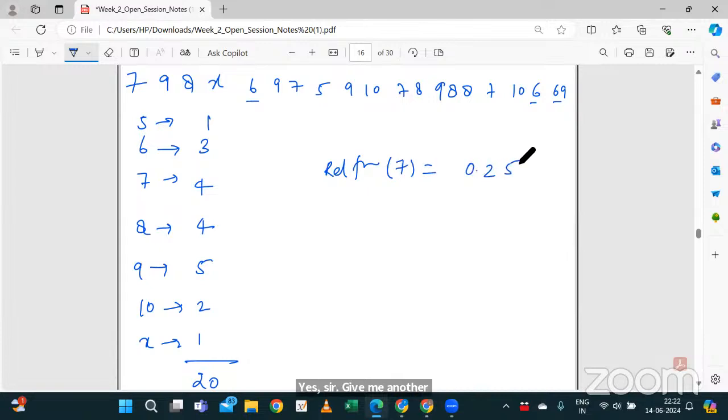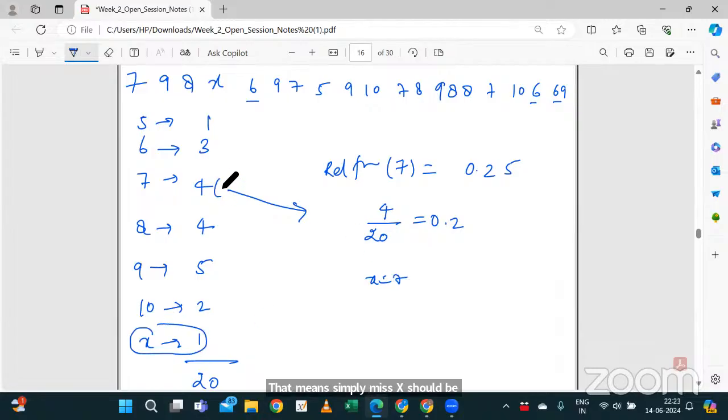0.25, right? Okay. To find the relative frequency of 7, tell me how will you find? I will find 4 divided by 20, right? But what is this? This is 0.2, correct? But this is not the case. It should be 0.25. That simply means X should be 7. If X is 7, then 7 will be 5 times. Then you will write 5 divided by 20, which is nothing but 0.25. Is this clear?